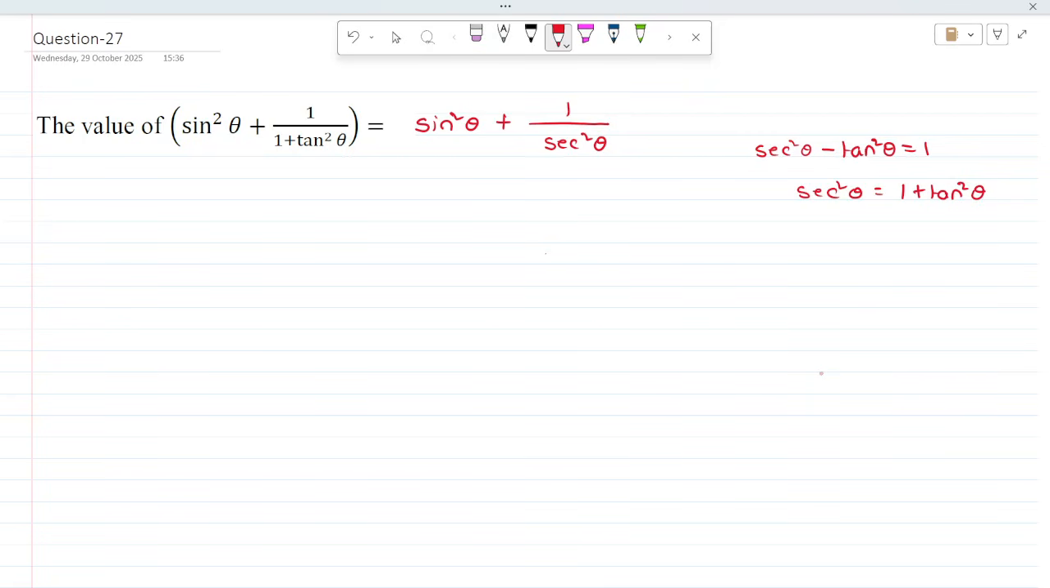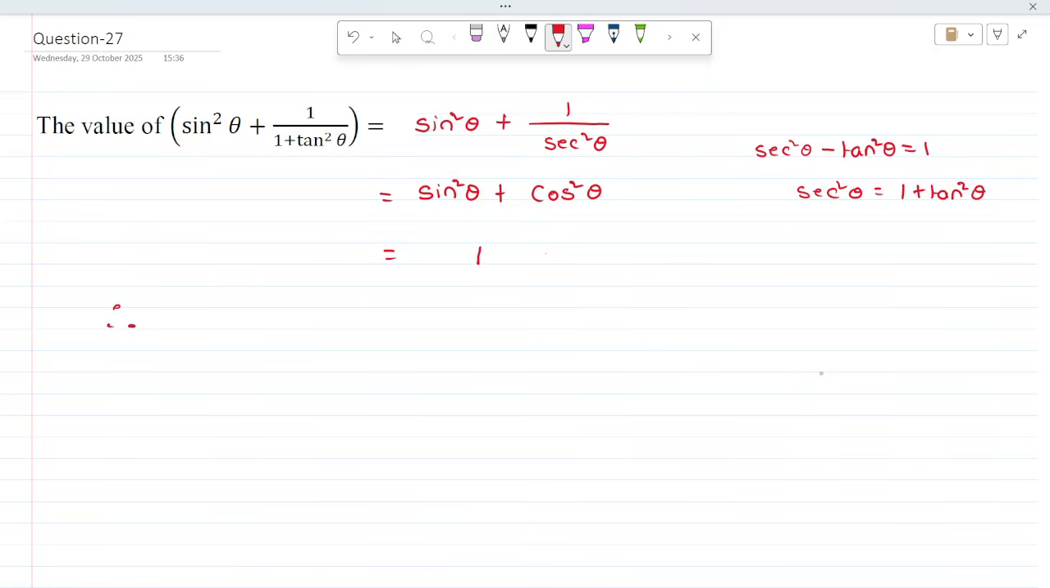What is 1 by secant going to be? Secant is 1 by cos, so 1 by secant is cos. So it is going to be cos square theta. From the identity, what is this value? 1.